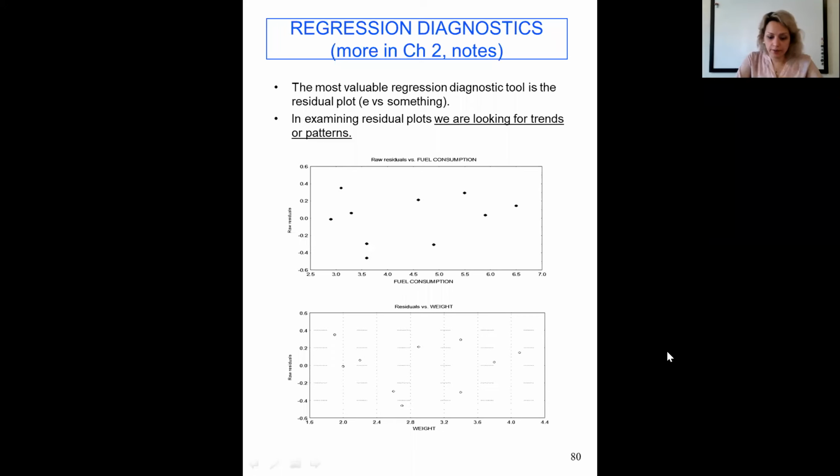So here, the most valuable regression diagnostic tool is the residual plot. In examining residual plots, we are looking for trends or patterns. So look at here, for example, here are the raw residuals. That's just an example, versus something like this, the fuel consumption. And we will look at it. You can't see any pattern here, and here as well. Most of the time it's like this.